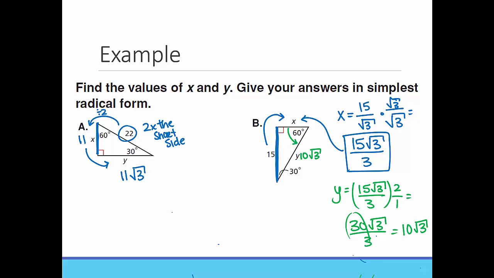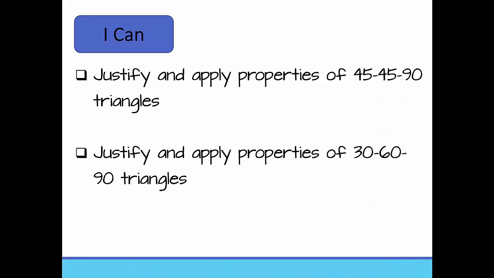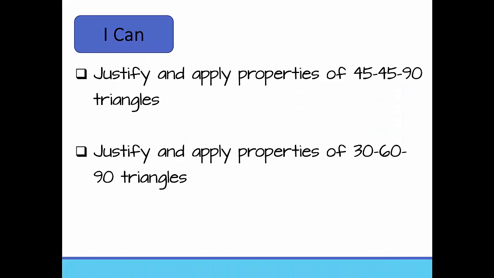So some of them are going to be a little easier, like A, some of them a little harder, like B, but you need to have those theorems memorized. So you should be able to justify and apply properties of both of our special types of right triangles. Make sure you write down any questions you have, and we can go over them in class tomorrow.